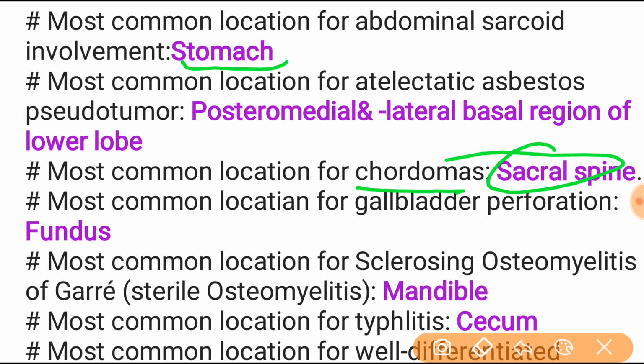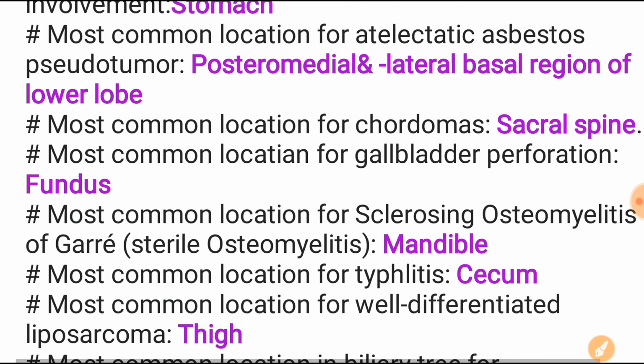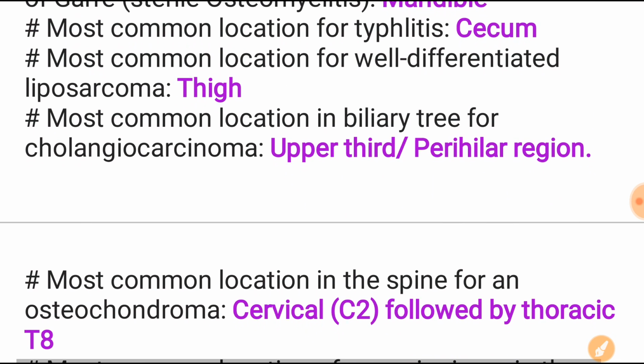The most common location for the gallbladder perforation is the fundus. The most common location for the sclerosing osteomyelitis of the jaw, the sterile osteomyelitis, is the mandible. Most important topic. The most common location for the typhlitis is the cecum, and most common location for well differentiated liposarcoma is the thigh, and the most common location in the biliary tract for cholangiocarcinoma is the upper third perihilar region.